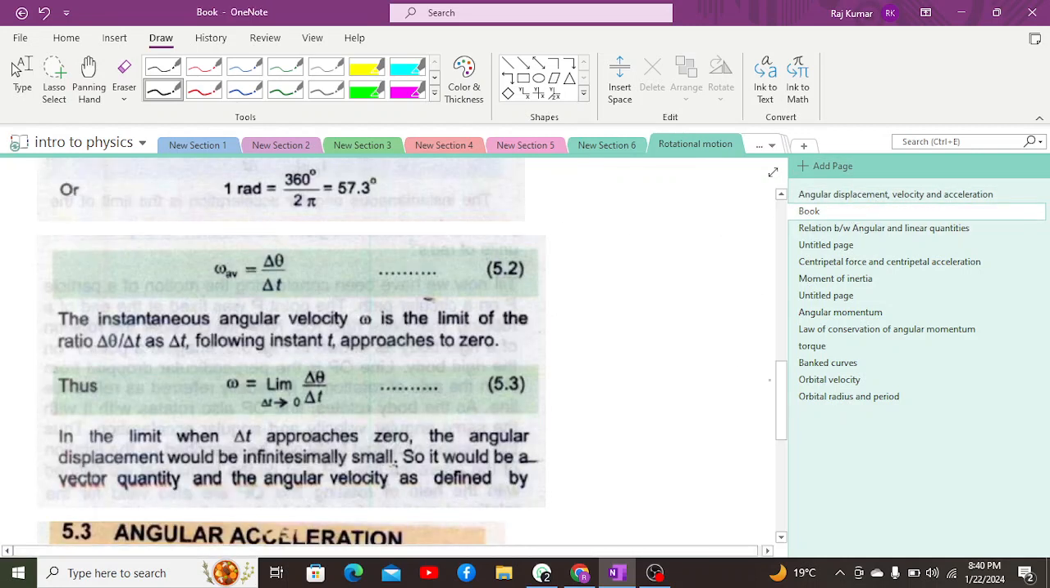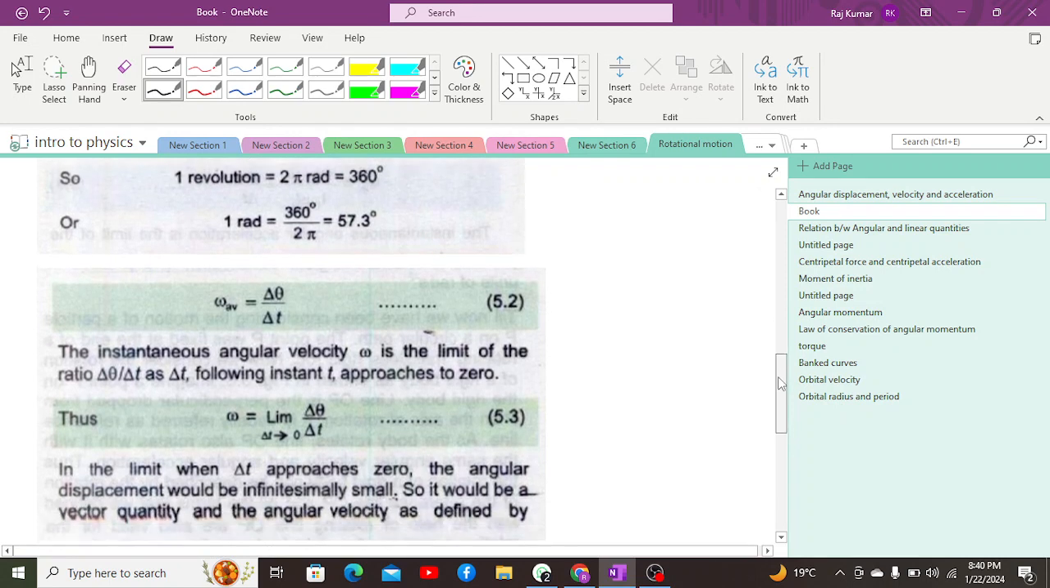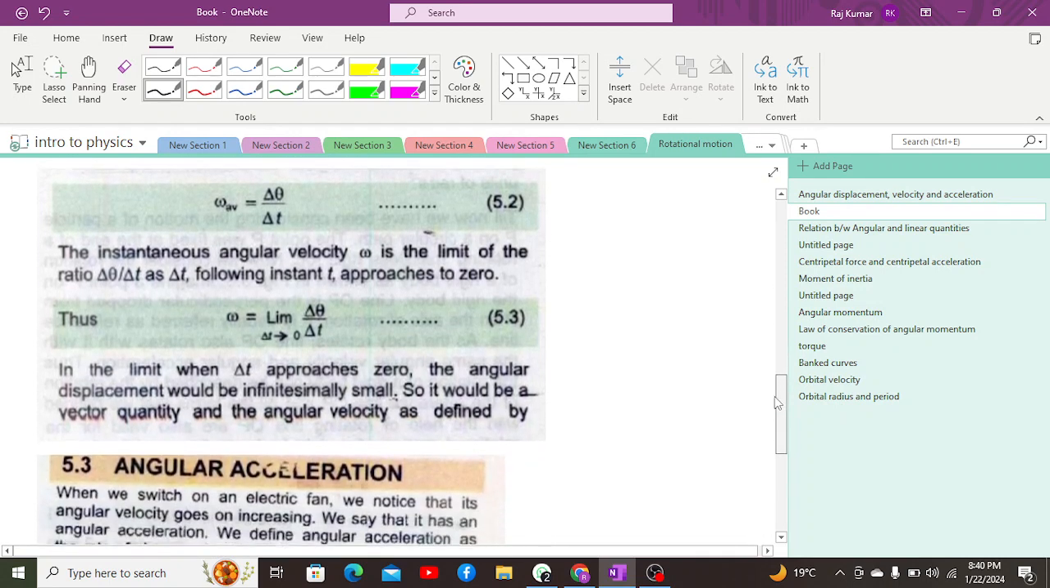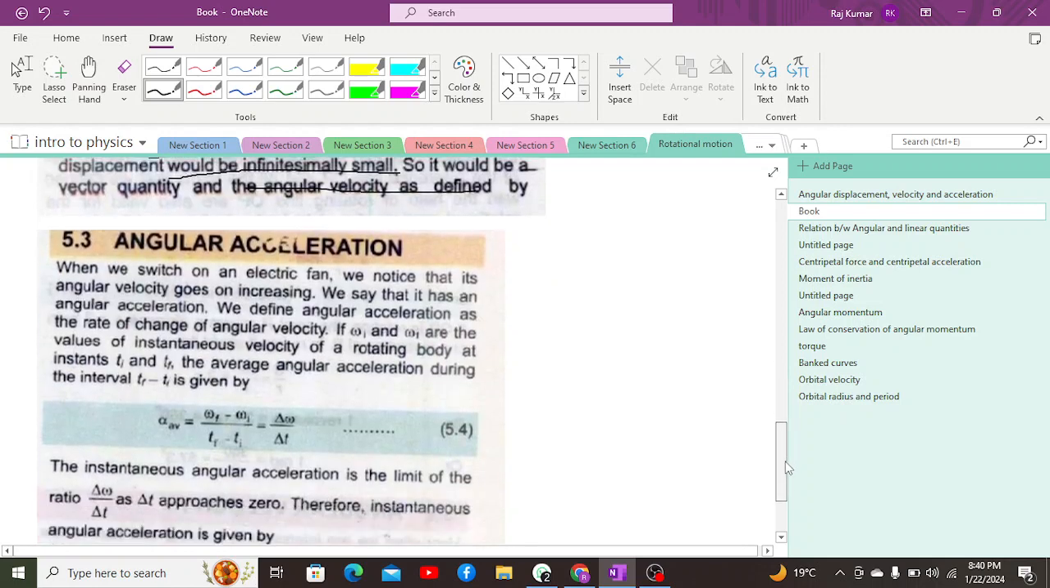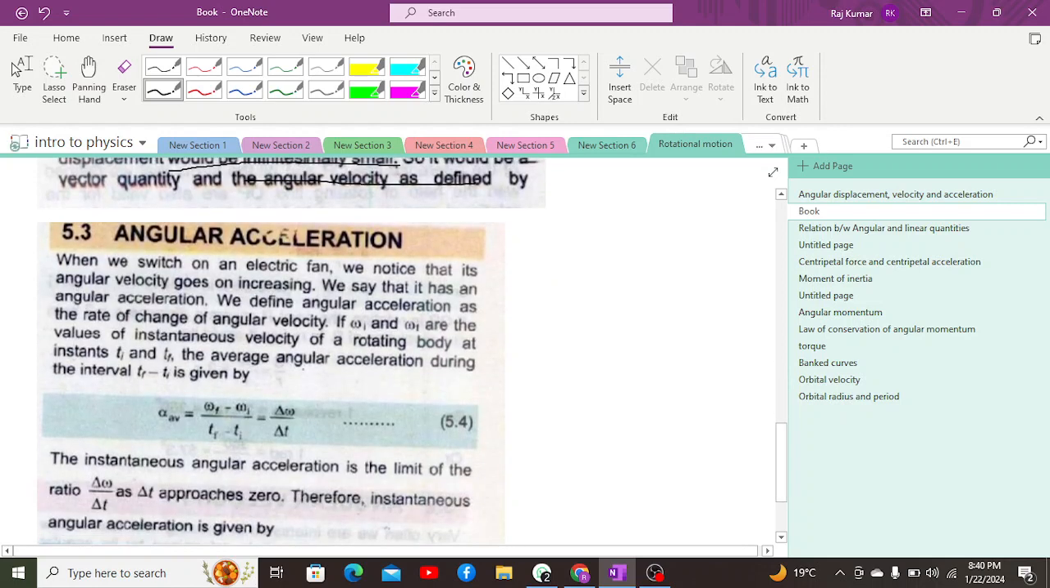Now coming to the book points, let us discuss a few things from the book. Instantaneous angular velocity is the limit of the ratio delta theta upon delta t as delta t approaches 0. In this limit, when delta t approaches 0, the angular displacement is infinitely small, so it is a vector quantity, and the angular velocity is defined by this. So angular velocity, angular displacement, and angular acceleration are also vector quantities.